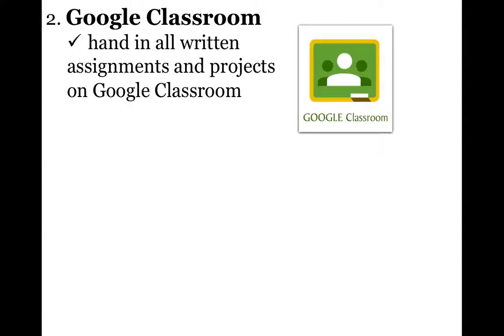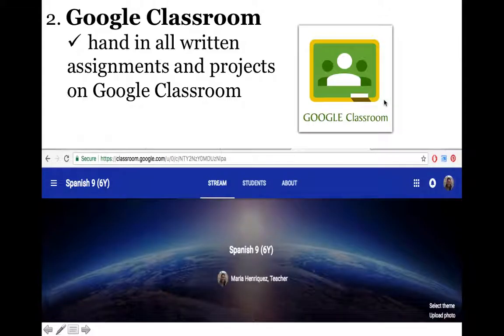Okay, so Google Classroom, again, this is where you hand in all your written assignments and projects. So you click on Google Classroom, the icon looks like that. Sometimes the background is green, and it'll take you to a page that looks like this. So again, making sure you're in the right one, Spanish 9 6Y. Perfect. Yours will look a little different. It won't say students, that's only for teachers. Yours will say coursework. So that's what you want to click into, coursework, and you'll be taken to all your units.